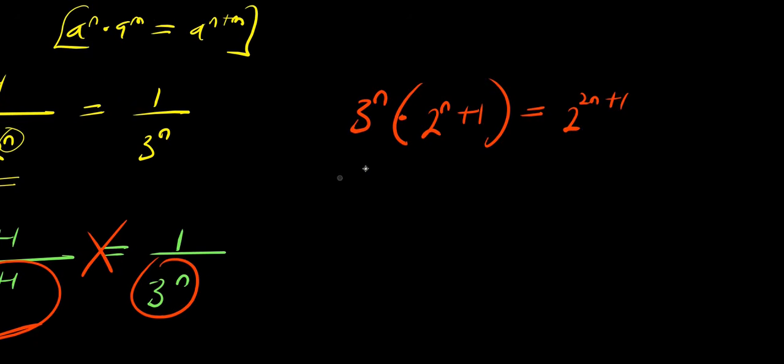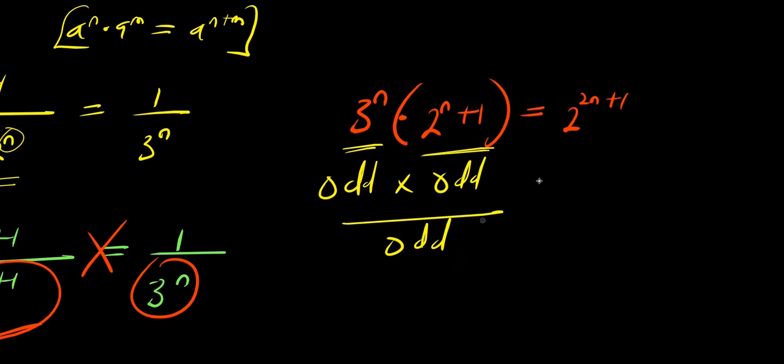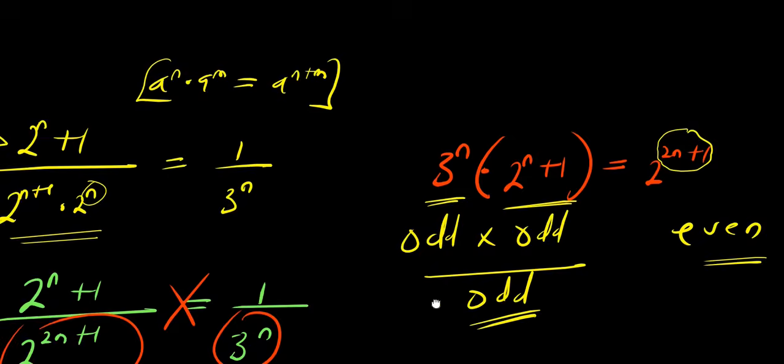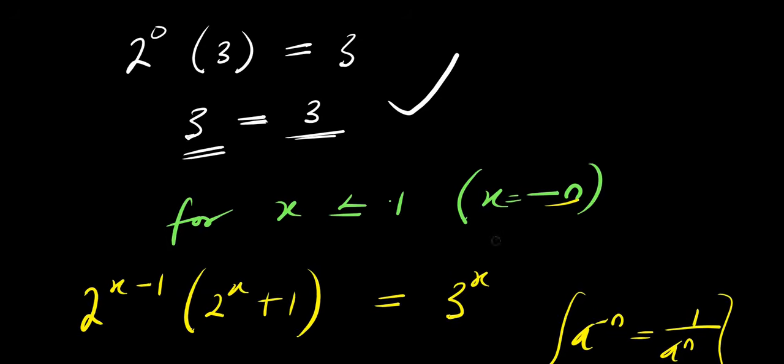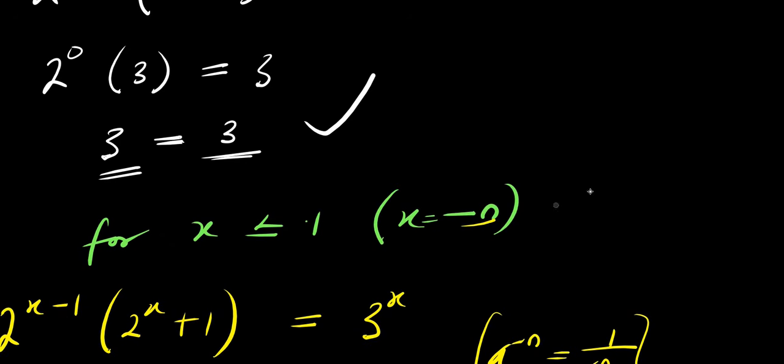It is obvious that 3^n will give us an odd number. Then times (2^n plus 1), this also will give us odd, because 2^n is even, and when you add 1 to it, it becomes odd. So odd times odd will give us odd. And this equals 2^(2n) plus 1. This 2^(2n) number will give us an even number, so 2^(2n) plus 1 will give us even. So we are having odd here and even here. This means no solution. What this simply means is that for the value of x less than 1, that means x negative values, there is no solution.